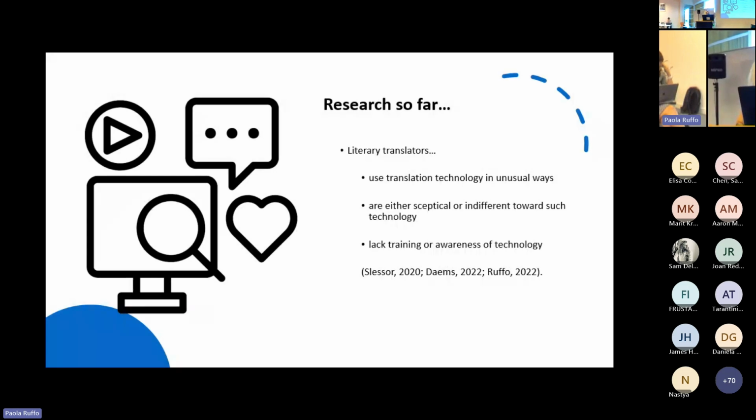And then they're either skeptical or indifferent towards technology. They're either saying, I don't think you can do a good job, or they just don't care. They say, it doesn't really concern me. Again, usually, and from these studies that are mentioned here. And then there's also lack of training or awareness of technology. So most translators don't really know what's out there, like what kind of tools they can use. But also they don't receive enough training, even if they wanted to, they don't know where to start to learn about using these tools.